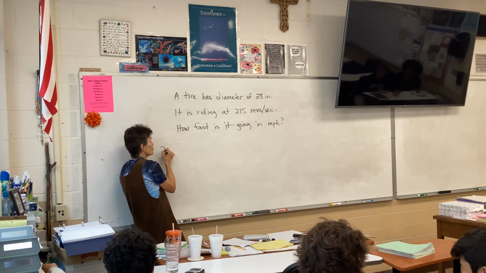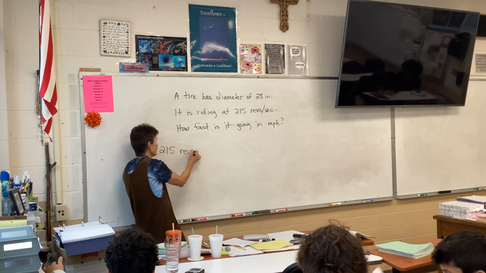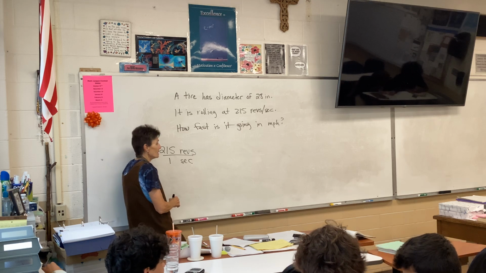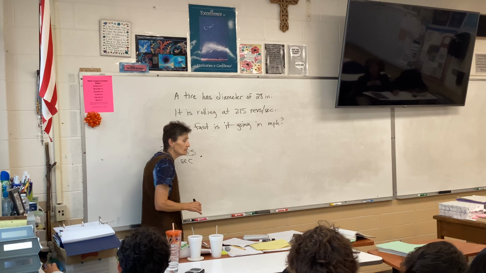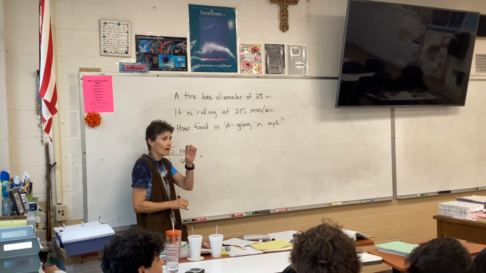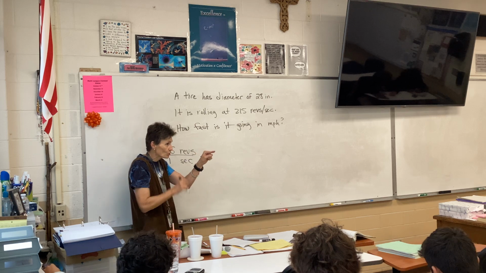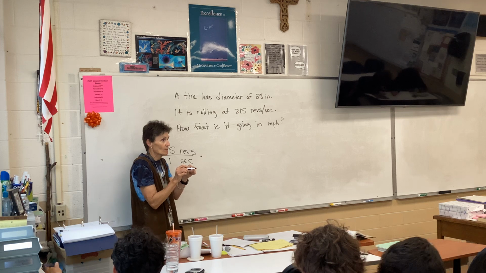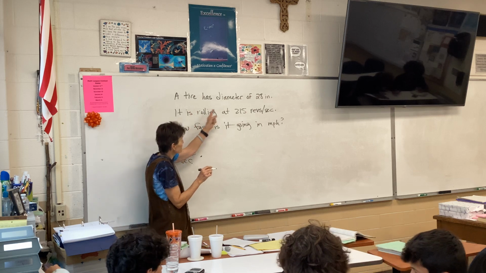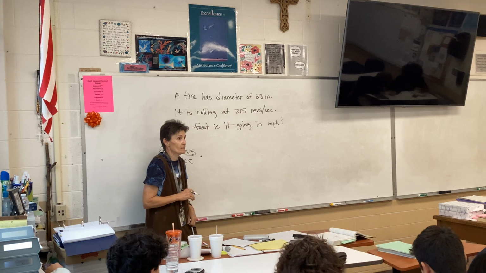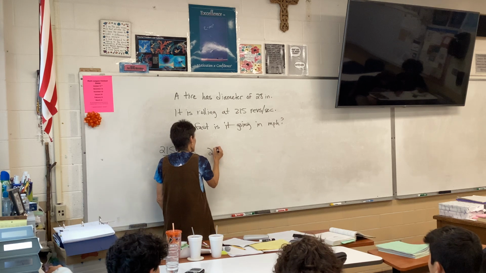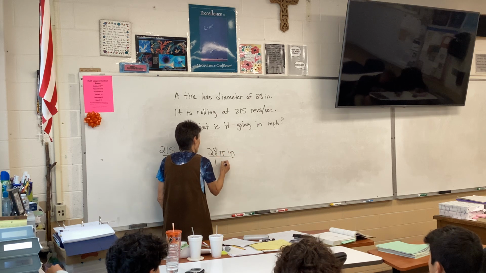28 pi inches. 215 revolutions per second, right? Now, Charlie wants to include this most critical step, and that is the step that links a revolution to a distance. So one revolution is a circumference. And for this tire, what is the circumference? 28 pi. 28 pi inches is one revolution.